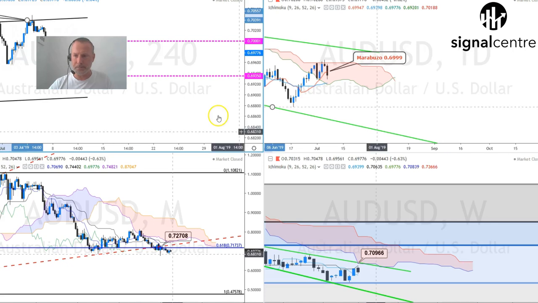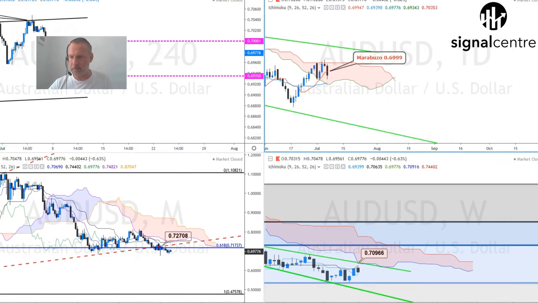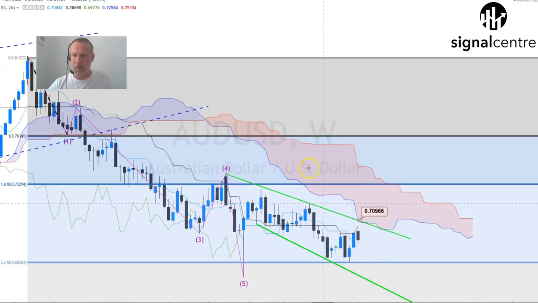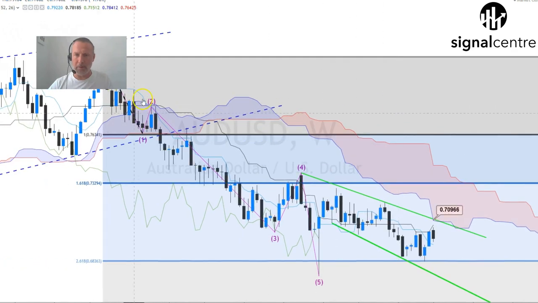Aussie dollar. Let's look at a few time frames here. Weekly chart. We've got a bearish Elliott wave count to the downside, pretty mixed and volatile trading here. Looks to be forming an expanding wedge formation.